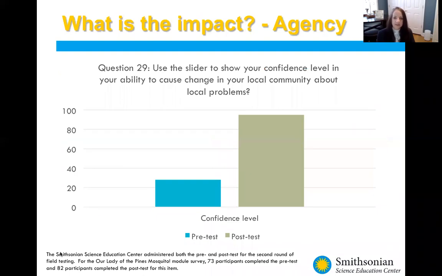So what's the impact? I mentioned to you that one of the goals is to develop students' empowerment and agency. And so we ask students many questions at the beginning of the modules and at the end, and one of those questions was, do you have confidence in your ability to change your local community in terms of your own local action? Can you cause change in your community? At the beginning of the module, as you can see here, many of our students in this particular survey believed they had very little ability to cause change in their local community. But by the time they were done with the module, they had a completely different sense of agency and empowerment.